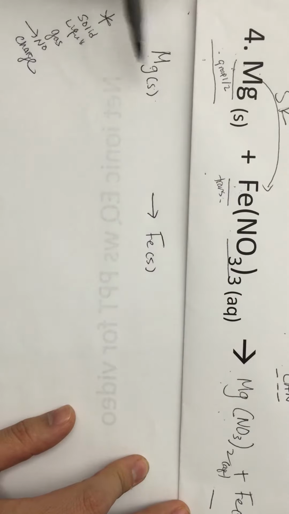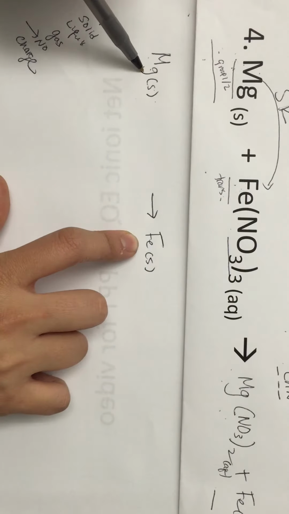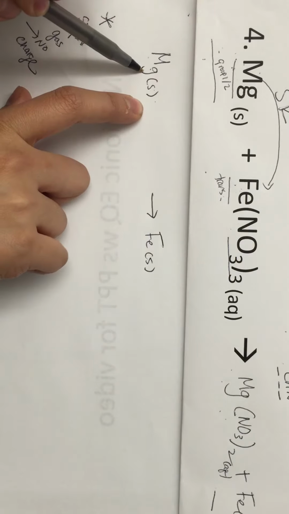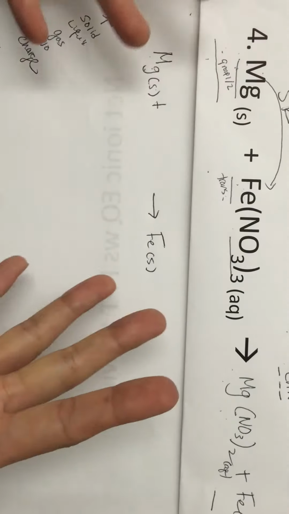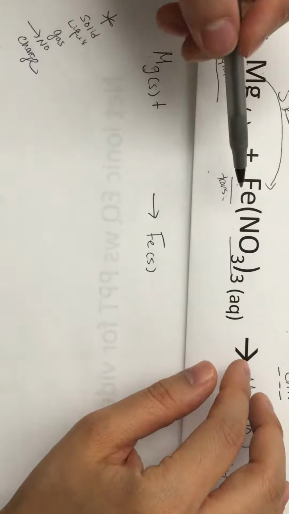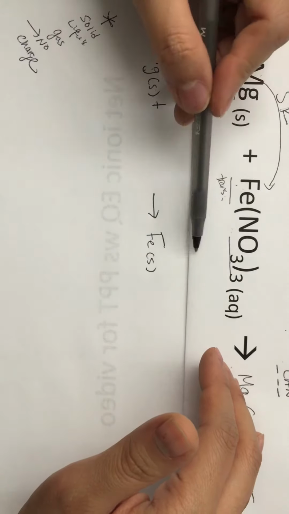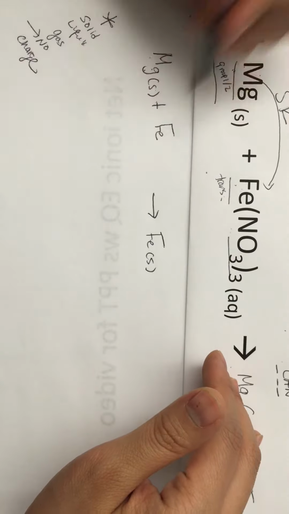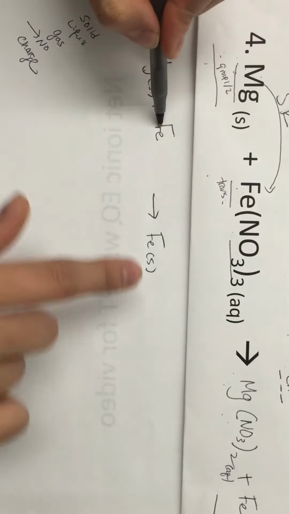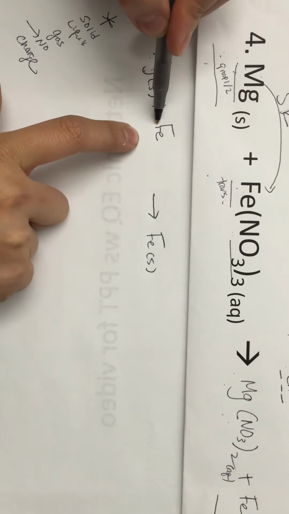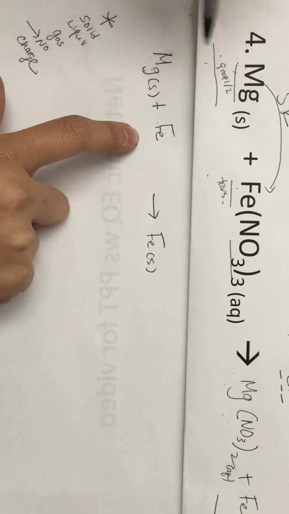Now remember, whatever I have on one side, I must have on the other. So how in the world did I get to iron if I only had magnesium? That's where my ions come in. Only the ones that actively participated. This is a spectator ion. I don't care about that guy. So I'm going to say, well, the reason I'm able to have iron on this side is because I had an iron ion. So in this case, it's an ion, so I've got to give it a charge.